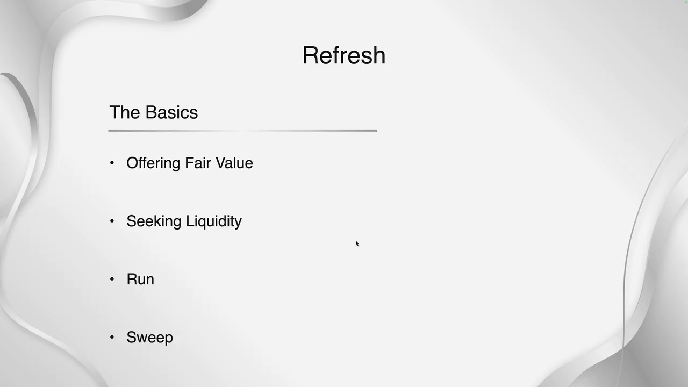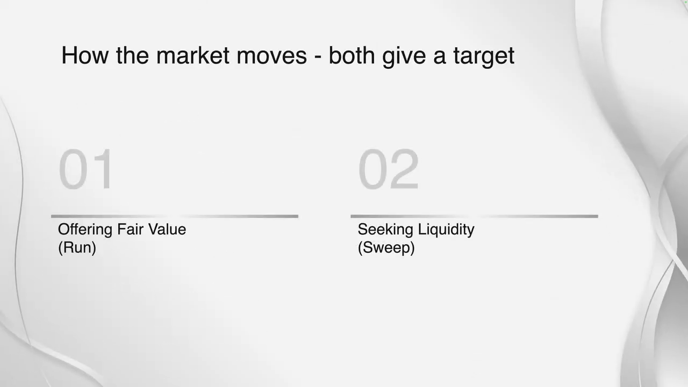Now, right here, offering that fair value or seeking that liquidity, that gives us a target. So how the market moves both give a target right there. Offering fair value, that run on liquidity, and seeking liquidity, that sweep of liquidity, both give us a target right there. So that's important to understand, because if we don't have a target to work with, then of course we're trading in the middle of nowhere. We're trading in no man's land. We want to trade towards a certain target, because that gives us a lot of accuracy, knowing where we can actually look to trade and where we can stop looking for trades as well.